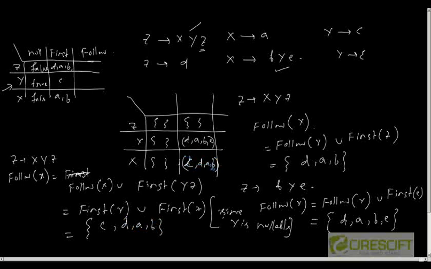So in this way, after more iterations also it will get the same stable values, and hence this is the final value of follow of any non-terminal in this grammar. So using these three things, that is first, nullable and follow, we can create a unique parse table in predictive parsing. So that was the final aim.